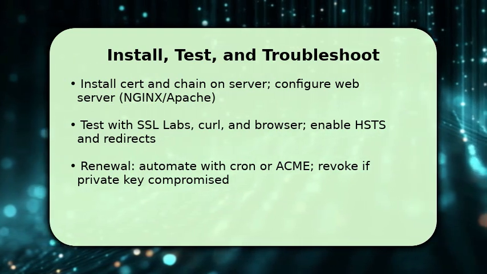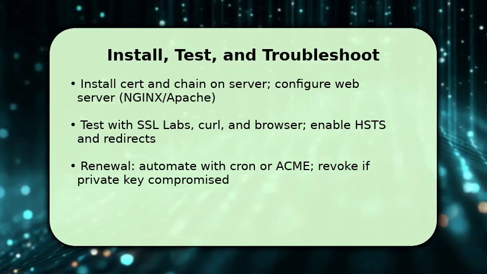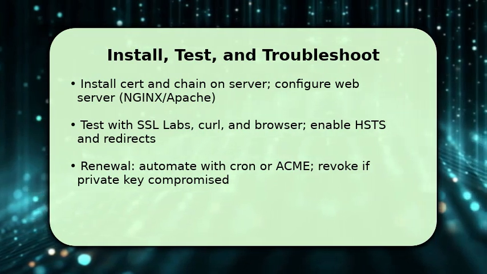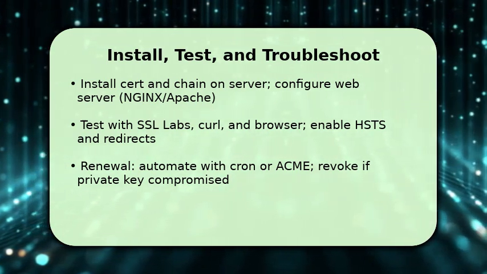Enable HTTPS redirects and HSTS to enforce security. If something goes wrong, check common issues: mismatched host names, missing intermediate chain, or wrong file permissions. Automate renewal via ACME or a cron job, and revoke.